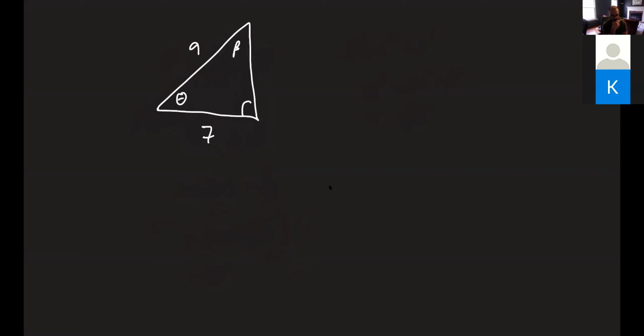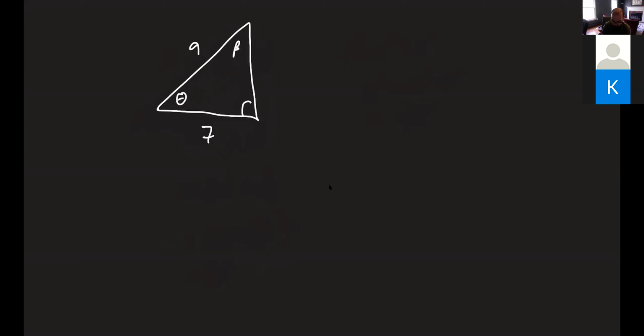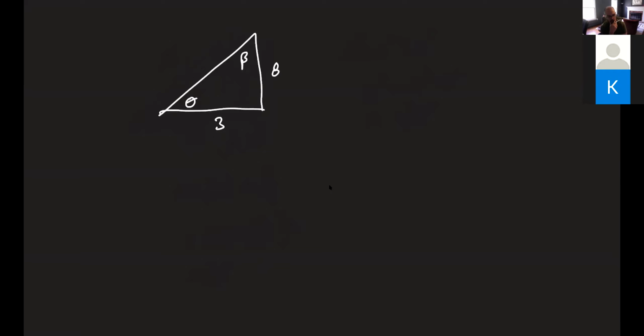Okay, so here is example 2. We have a 9 and a 7, right? This one is very similar to the last. The only thing that's different is our angle measures don't work out to be so nice, like these are 60 and 90. So in the interest of time, I'm going to skip this one.